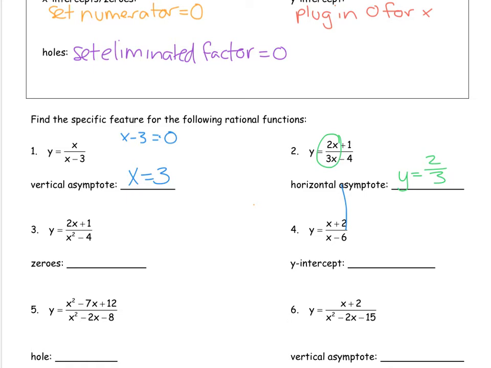For number 3, they're asking us to find the zeros. This is where you're going to set the numerator equal to 0. So if 2x plus 1 equals 0, we subtract the 1, and we're going to get negative 1/2.